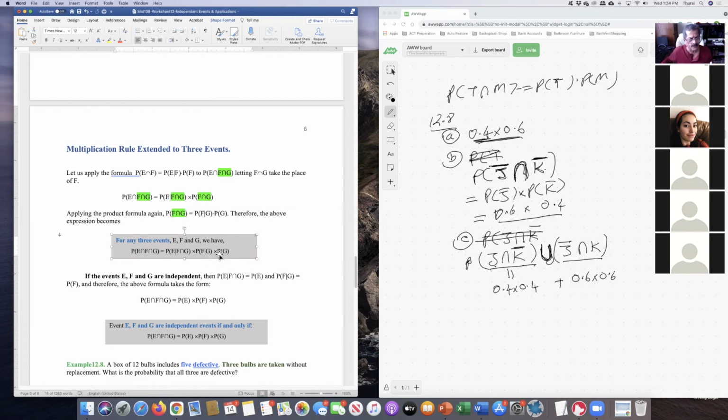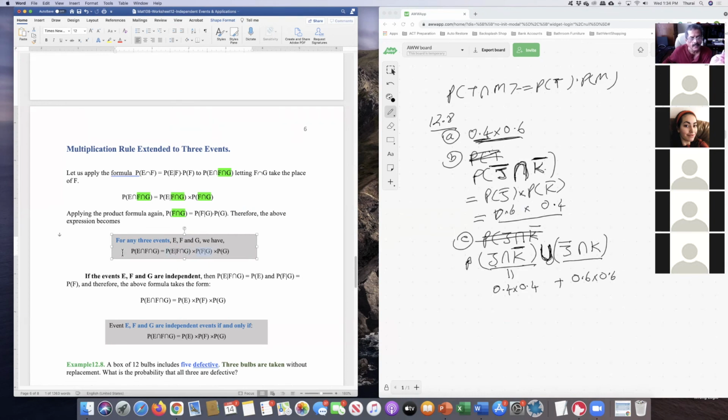This is the formula, but you don't really have to memorize this because I'm not going to give you a problem on 3 events intersecting, except for independent events. If all 3 are independent, then this conditional probability is the same as the probability of E, because it doesn't depend on F or G. And this is equal to the probability of F.